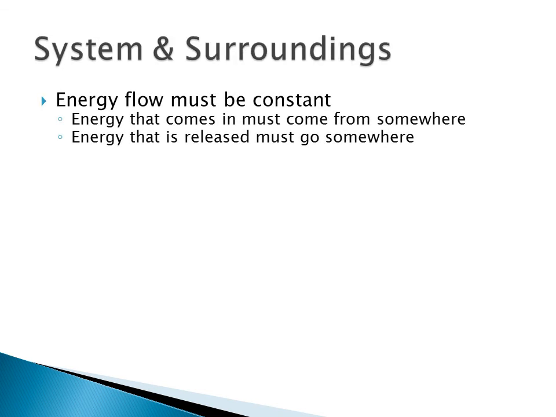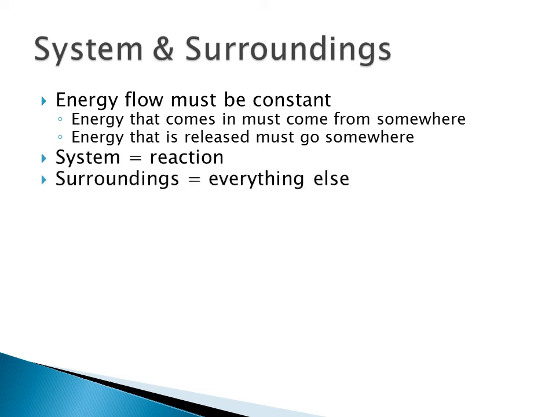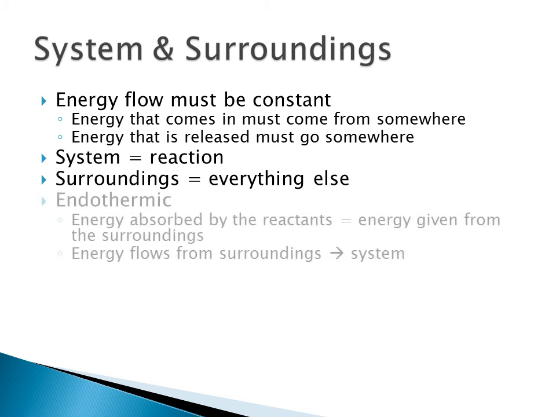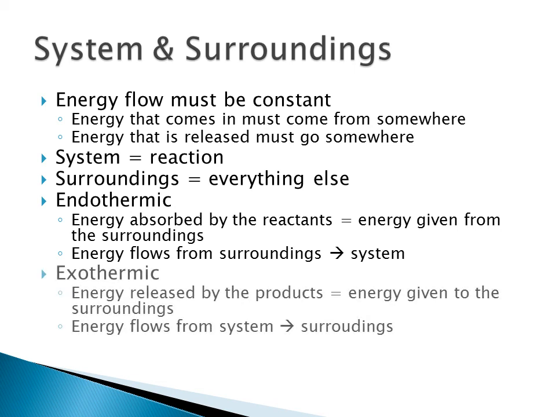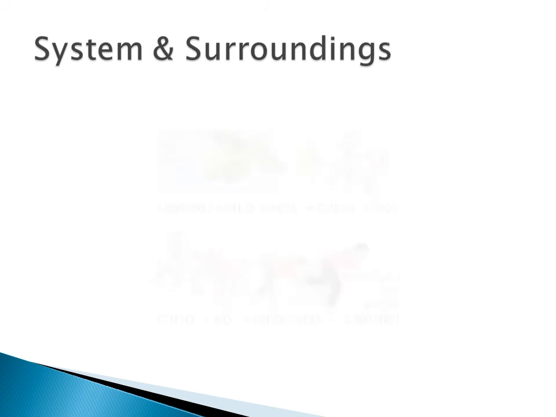We need to think of things in terms of the system and the surroundings. Okay, so total energy flow has to be constant. Energy that's going in to the system has to come from somewhere, and energy that's being released has to go somewhere. So we think of the system as the reaction and surroundings as everything else. So in an endothermic reaction, energy is absorbed by the reactants, and that energy is coming from the surroundings. So the energy is flowing from the surroundings into the system, whereas exothermic is the exact opposite. The energy that's released by the products is then given to the surroundings. So the energy flow for exothermic is going from the system to the surroundings.